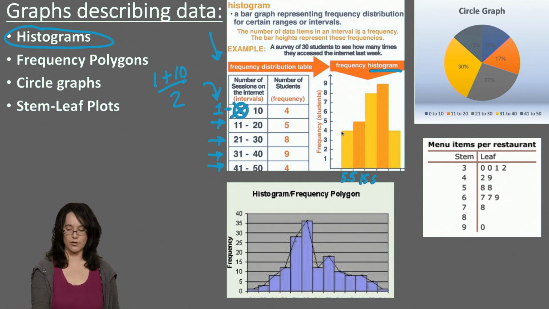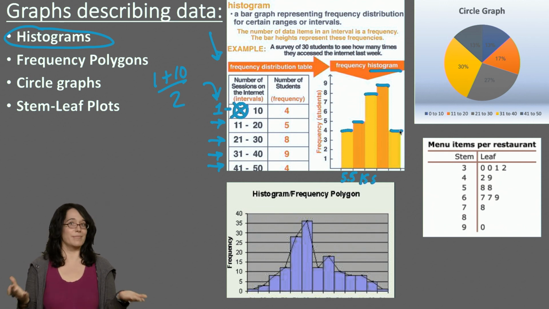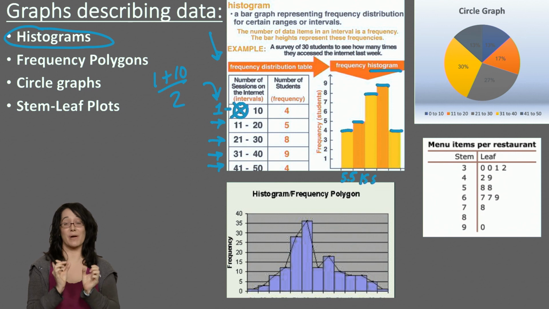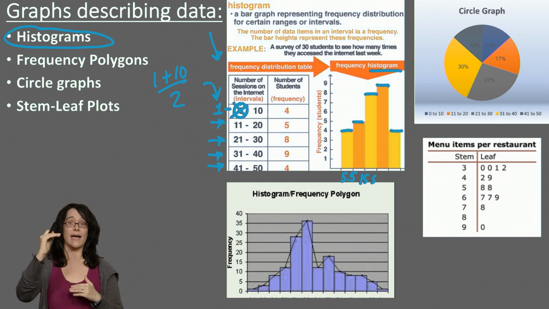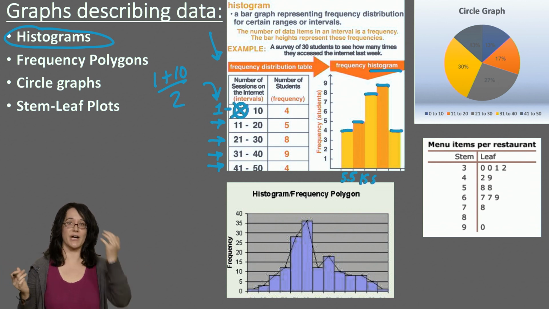Notice that the heights here correspond to the frequencies, 4, 5, 8, 9, 4, and notice that all of the bars are touching. That's the criteria for a histogram. Use class midpoints to represent each class, use the height based on the frequency of your frequency distribution, and make sure that all of the bars touch.